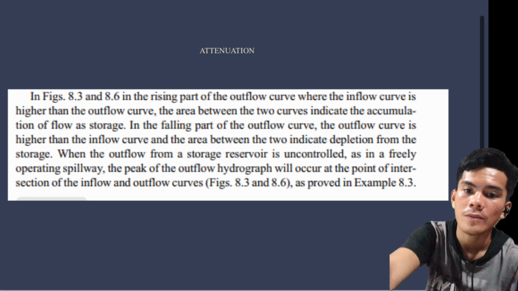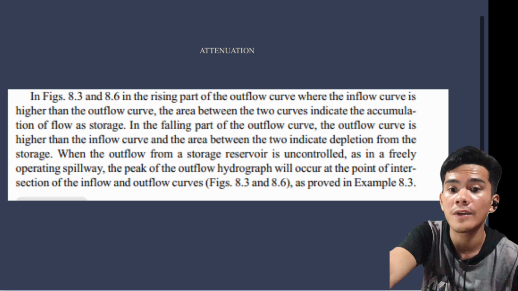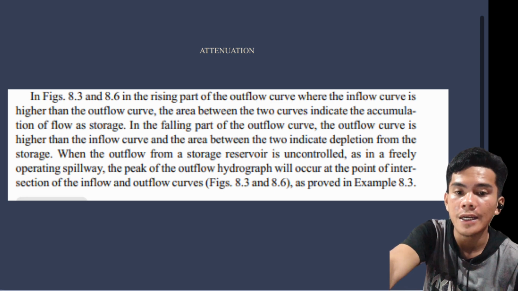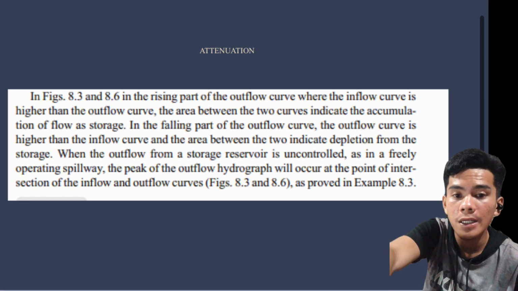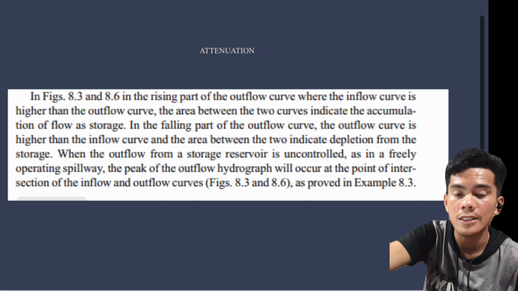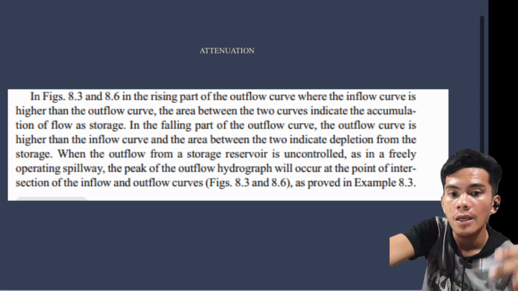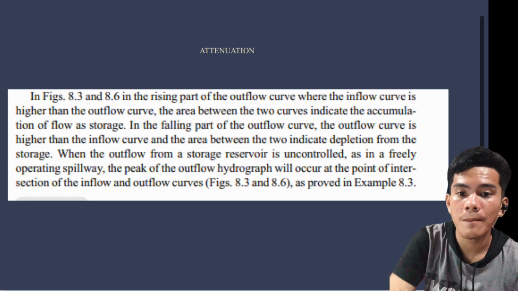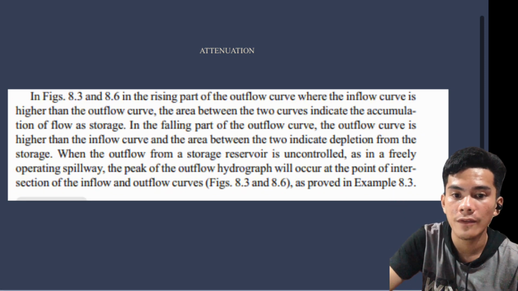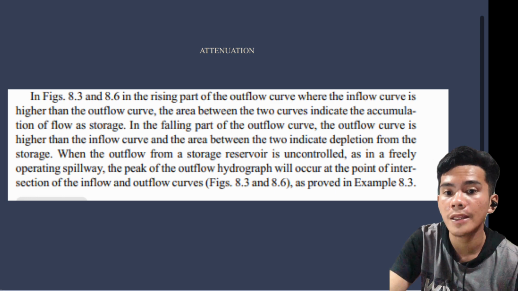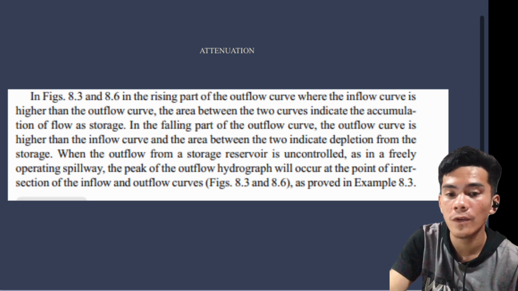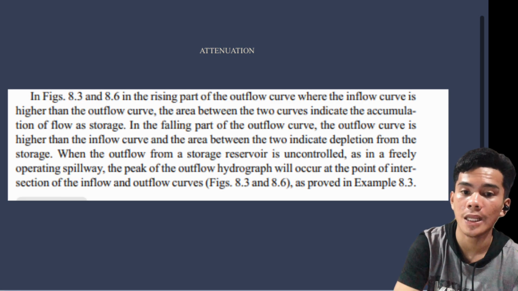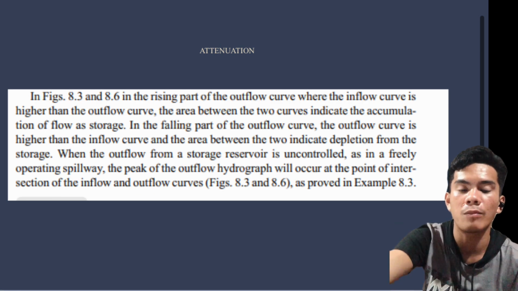In the following part of the outflow curve, the outflow curve is higher than the inflow curve, and the area between the two indicates depletion from the storage. When the outflow from the storage reservoir is uncontrolled, as in a freely operating spillway, the peak of the outflow hydrograph will occur at the point of intersection of the inflow and outflow curves as shown in figures 8.3 and 8.6, as proven in example 8.3.